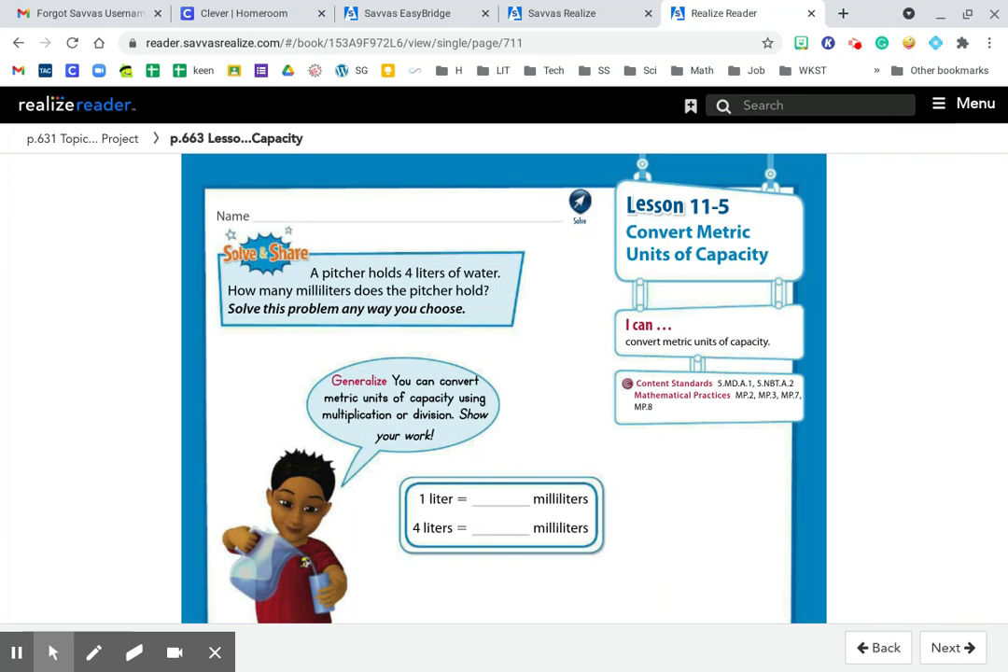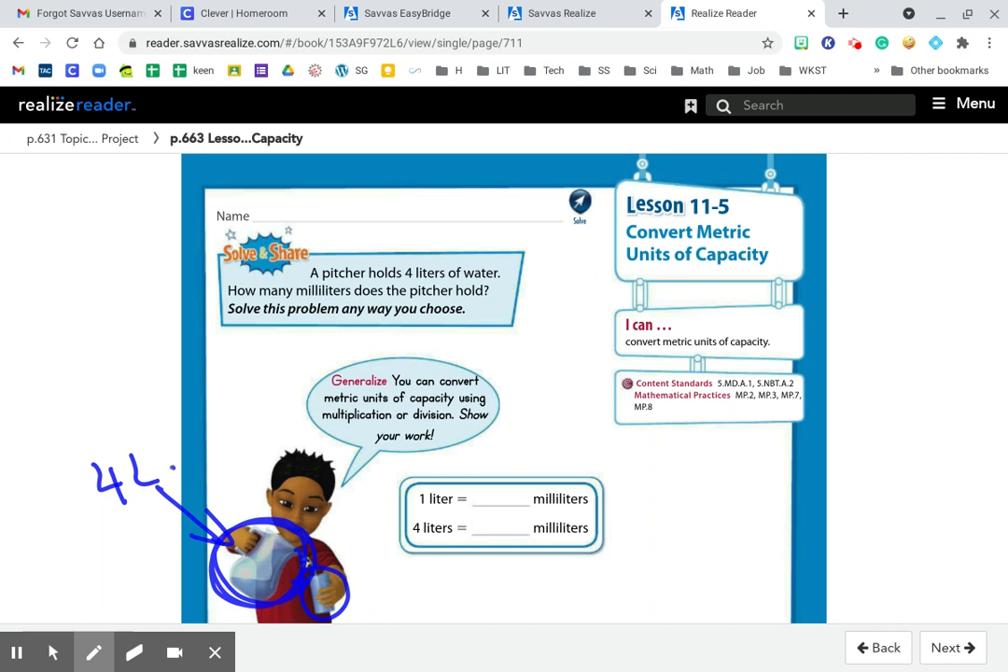All right, today we're doing lesson 11-5, convert metric units of capacity. A pitcher holds 4 liters of water. And you can see he's in the picture. He is pouring water from the pitcher into the glass. So the pitcher holds 4 liters of water. How many milliliters does the pitcher hold? Solve the problem any way you want.